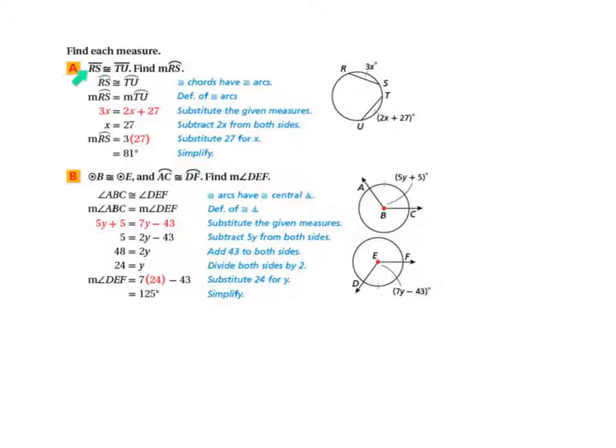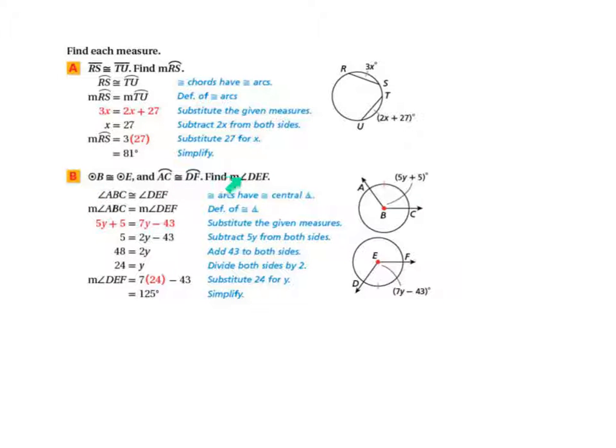Okay, so we have RS is congruent to TU, is what they're telling us. We also know this by our congruent marks that they've placed here. So if the chords are congruent, the arcs are also congruent. So we can set these equal to each other. 3x equals 2x plus 27. We can solve for x to get 27, and we can then plug that back in to find the measure of arc RS. 3 times 27 is 81.